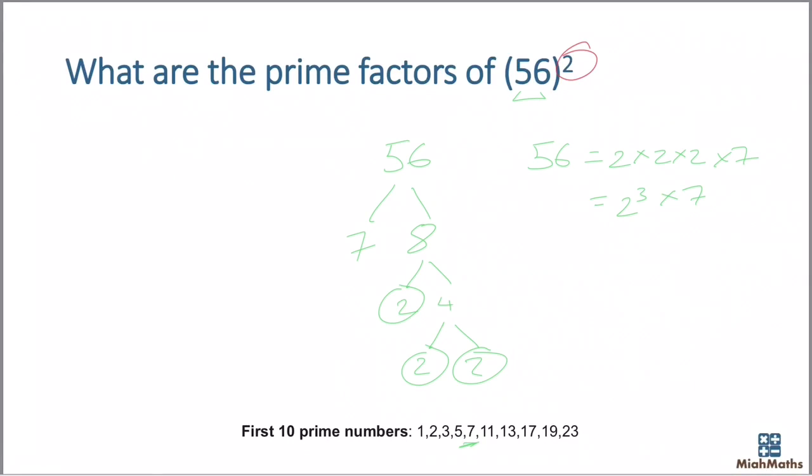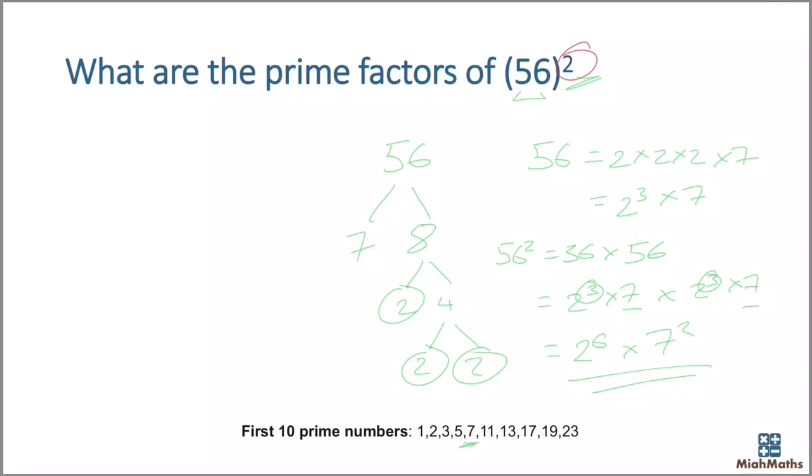Now the question asked us for the prime factors of 56 squared. Well, 56 squared is just 56 times 56, which is the same as 2 cubed times 7 times 2 cubed times 7. So there's 2 cubed times 2 cubed, which equals 2 to the power 6, and 2 sevens, which equals 7 squared. And there you go. That's the answer.